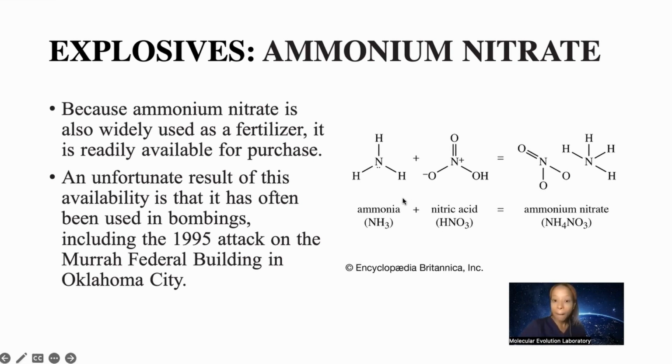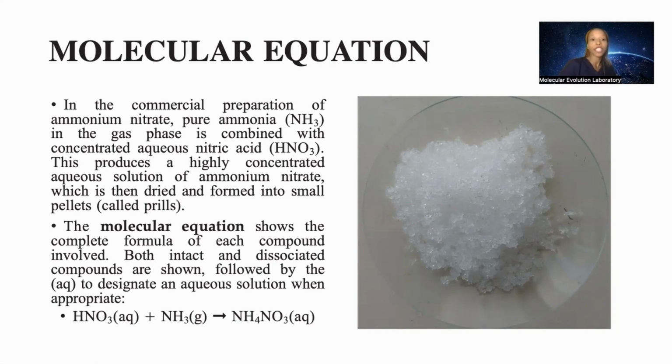So basically, ammonia plus nitric acid gives you ammonium nitrate. This includes 1 nitrogen plus 3 hydrogen with nitric acid to form ammonium nitrate. In the commercial preparation of ammonium nitrate, pure ammonia in the gas phase is combined with concentrated aqueous nitric acid, HNO3. This produces a highly concentrated aqueous solution of ammonium nitrate, which is then dried and formed into small pellets called prills.